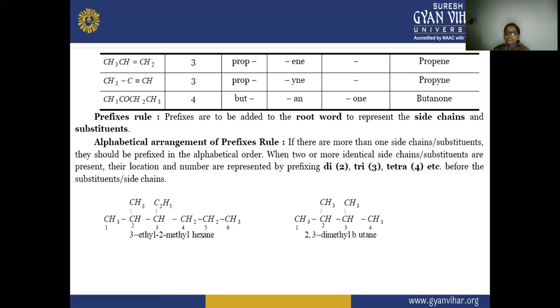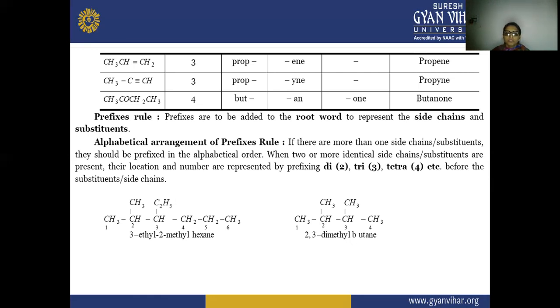Here you will see that there are 4 carbon atoms present. The root word is but, the primary suffix is yne, and the secondary suffix is ketone, and for the ketone we use the suffix one. So here the E is replaced by one. So its name is butanone.